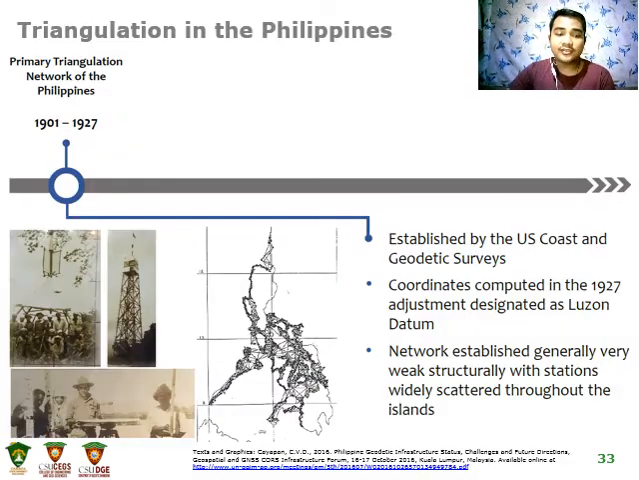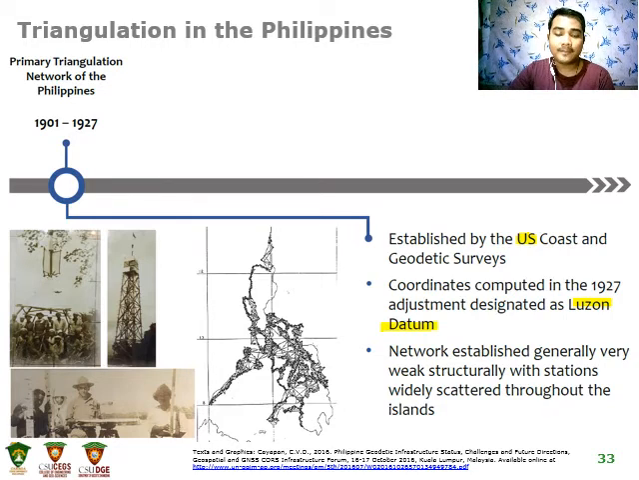Alright, so let's go to the triangulation in the Philippines. First, the history of triangulation in the Philippines is from 1901 to 1927. This is the primary triangulation network of the Philippines, which was established by the US Coast and Geodetic Survey, USCGS, and coordinates computed in the 1927 adjustment are designated as the Luzon Datum.